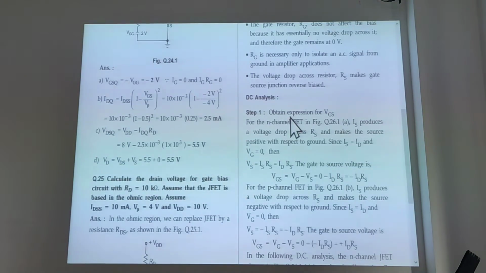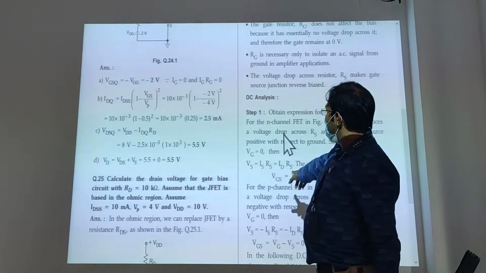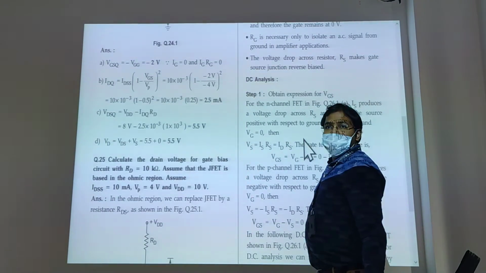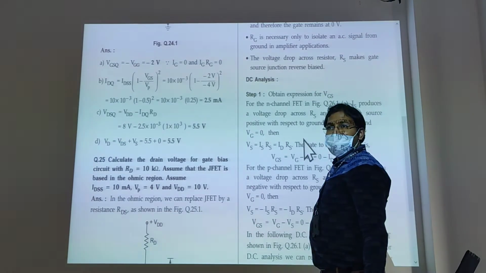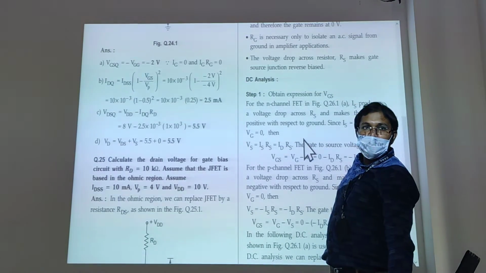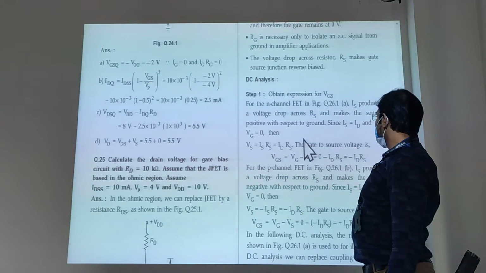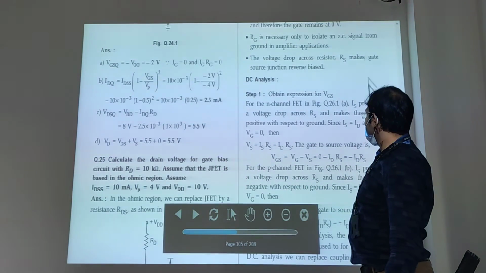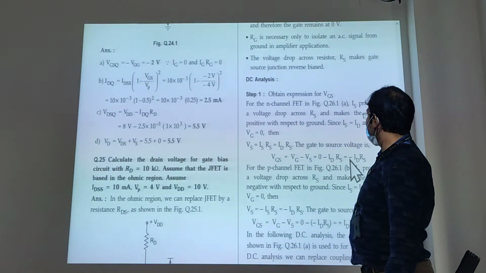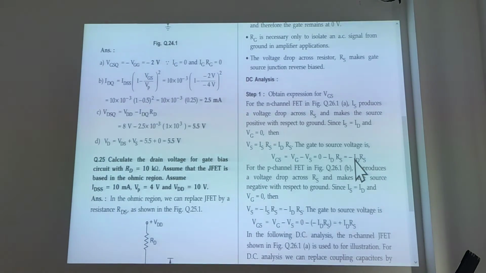So that is what we will do in the first step. VGS is minus ID RS. Is there anybody who didn't understand? I explained this 3-4 times here, and in the previous class also. If anybody didn't understand and wants me to explain again, raise your hand. VGS for N channel JFET is minus ID into RS. For P channel it will be plus ID into RS.